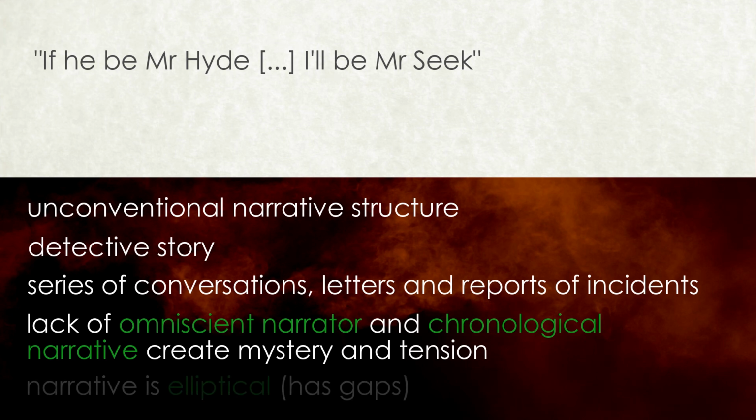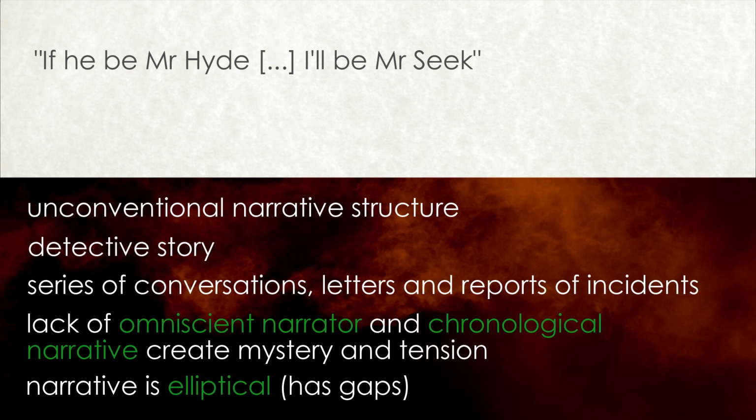The elliptical nature of the narrative, where the story jumps 12 months between the chapter Dr. Jekyll Was Quite at Ease and the chapter The Carew Murder Case, means that the reader is left wondering what Hyde has been up to in this time, as his violent behaviour has clearly escalated.